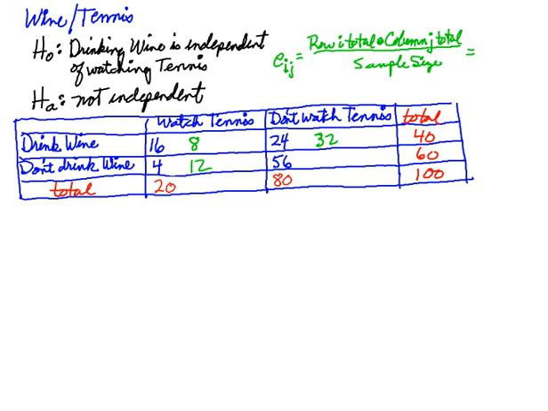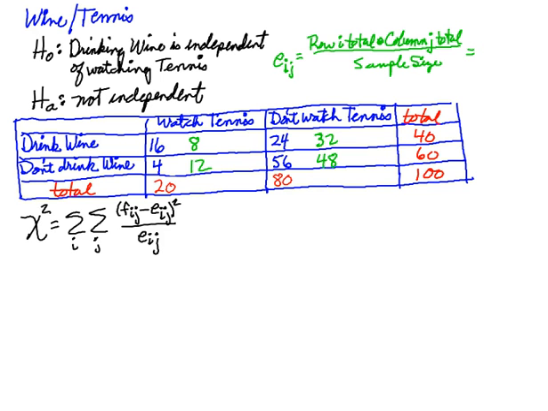And then lastly, 56 is in row 2, column 2. So the row 2 total, 60, times the column 2 total, 80, divided by 100. And we get a total of 48. Now we are ready to go ahead and calculate our test statistic, which is chi-squared, and run our test.